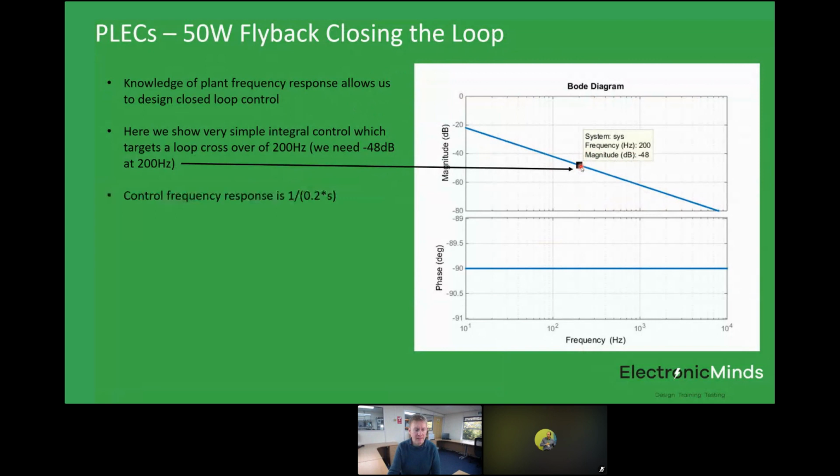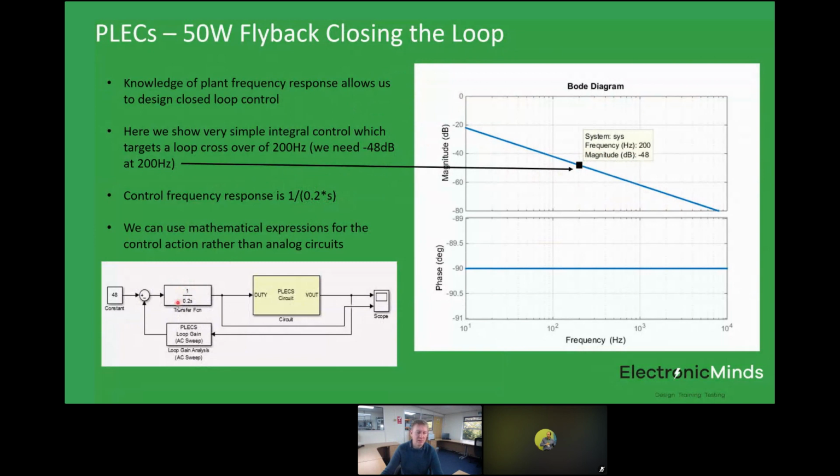So to model that, or to create that sort of integral control, we need a control frequency response given by this expression. So we have an S-domain term here, typical sort of Laplace approach. The good thing, and the reason I've put this in the particular webinar here, is that when you have the PLECS toolset sitting on top of MATLAB and Simulink, then you can actually model the control response just as a mathematical block outside your circuit. So the yellow block here is the circuit, the circuit simulation done by PLECS. But everything else outside here is just normal Simulink.